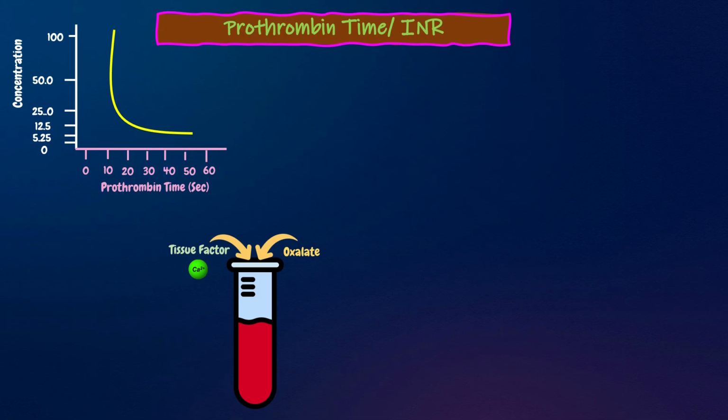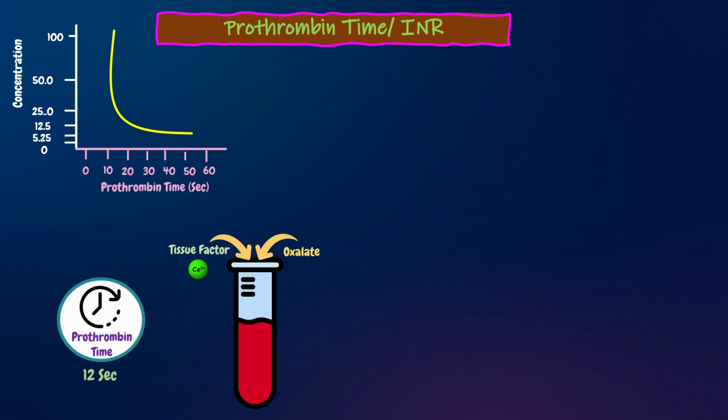The excess calcium nullifies the effect of the oxalate, and the tissue factor activates the prothrombin to thrombin reaction by means of the extrinsic clotting pathway. The time required for coagulation to take place is known as the prothrombin time. The shortness of the time is determined mainly by the prothrombin concentration. The normal prothrombin time is about 12 seconds.